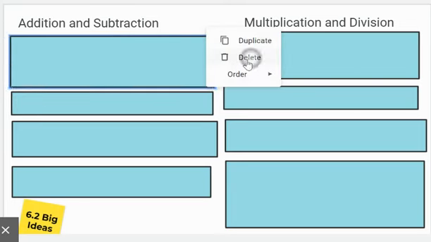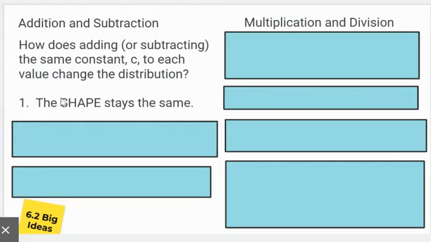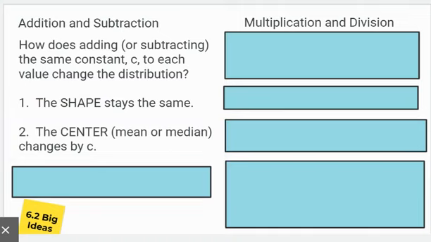First of all, we'll ask that question: how does adding or subtracting the same constant, we'll call it C, to each value change the distribution? Well, when you add or subtract, the shape of the distribution stays the same. So the shape will not change. The center of the distribution, which would be the mean or the median, will change by that value of C. So if you add 5 to every value, then the mean will get 5 added to it, or the median will get 5 added to it.